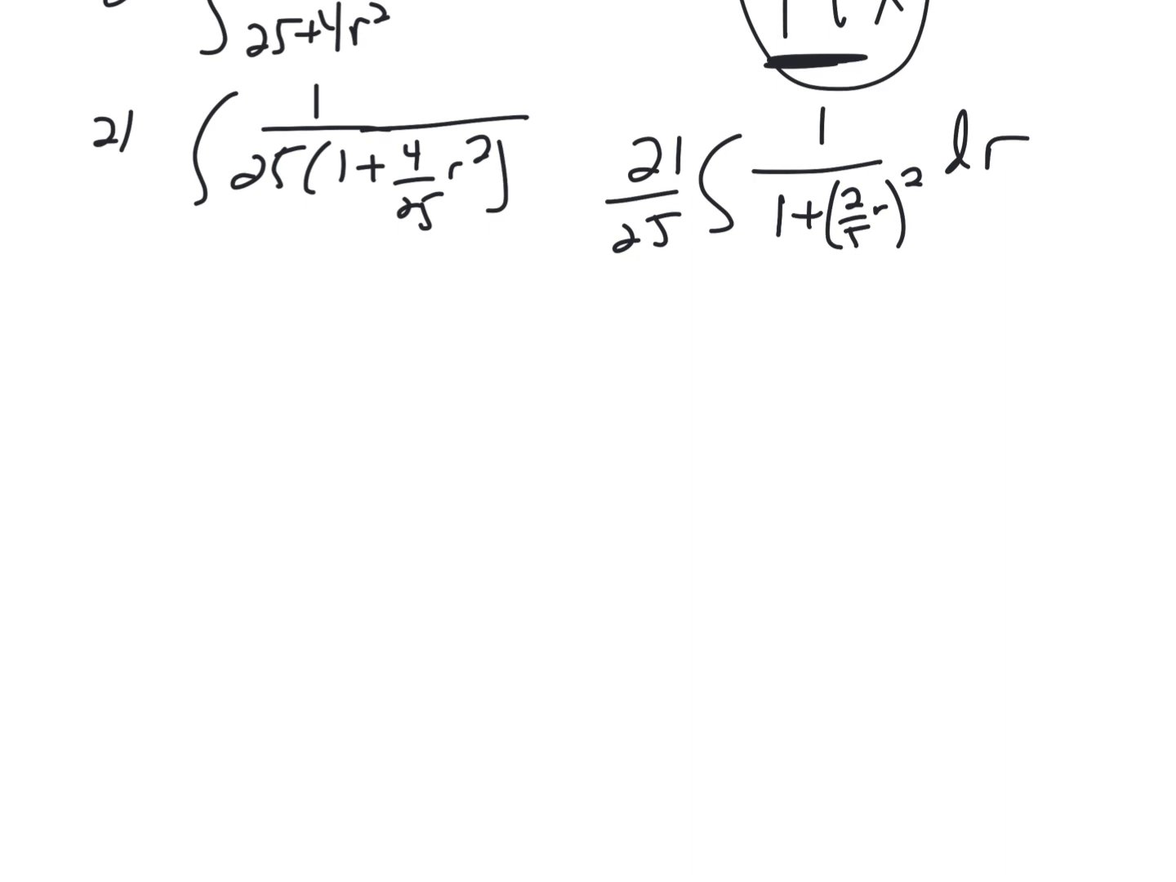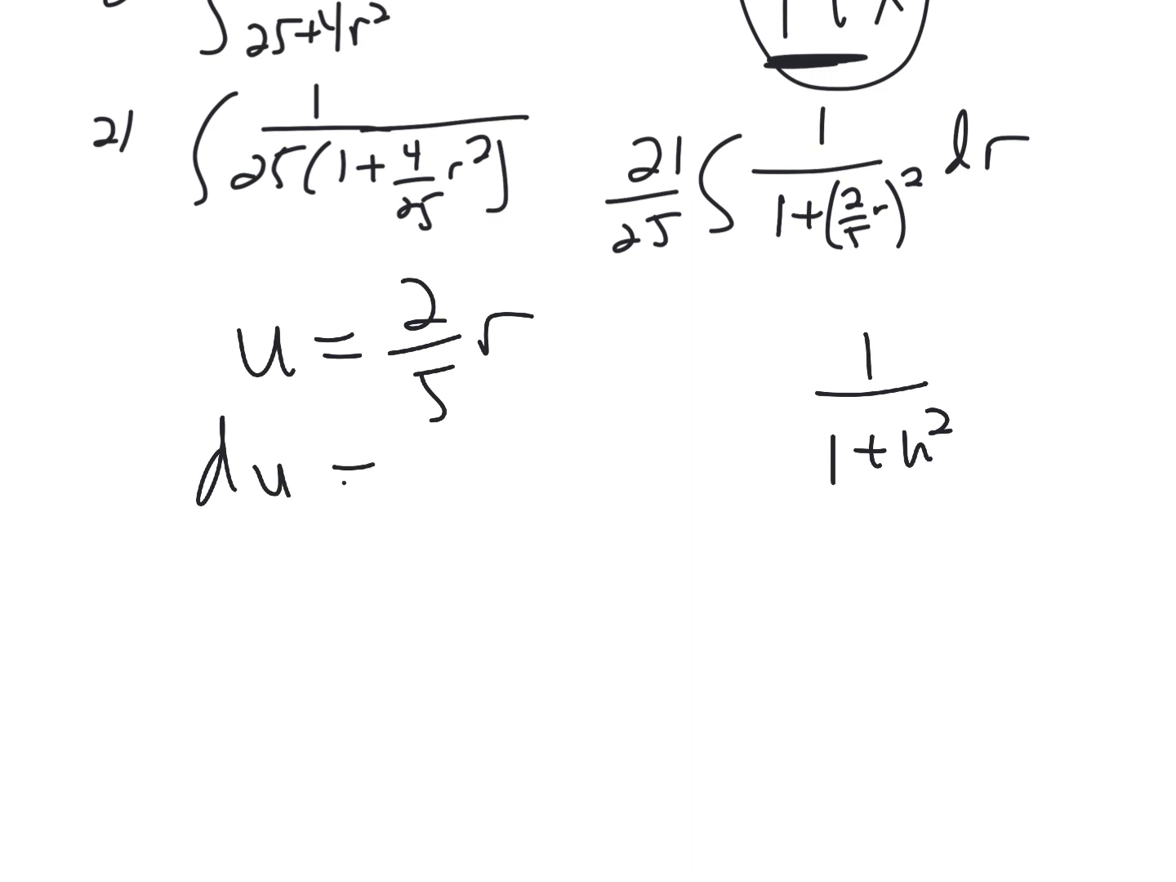Well, now's the trick. Actually it's quite a trick up to this point too, but we'll say u equals 2/5 r. So that way we have this as 1 over 1 plus u squared, and that's the arctan, right? That looks very familiar. But to get there, we'll say du equals 2/5 dr, which means 5 over 2 du equals dr. So then we have that here. Let me write that up here.